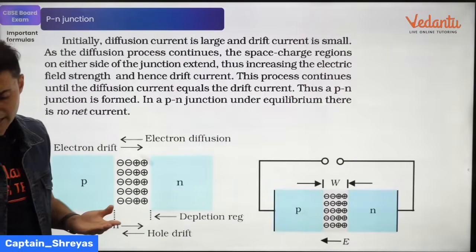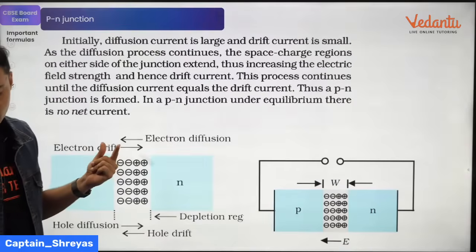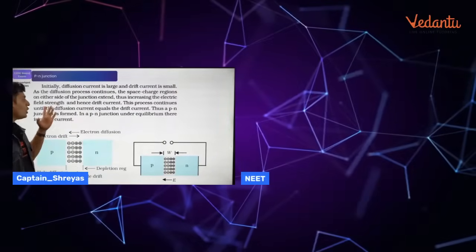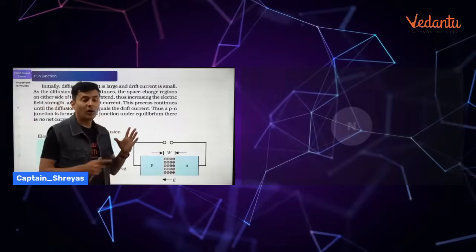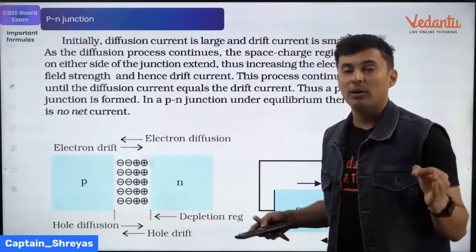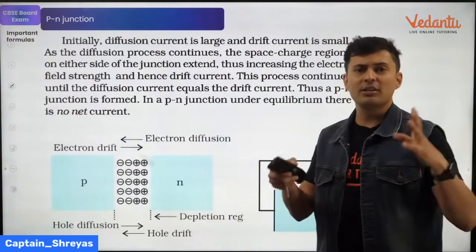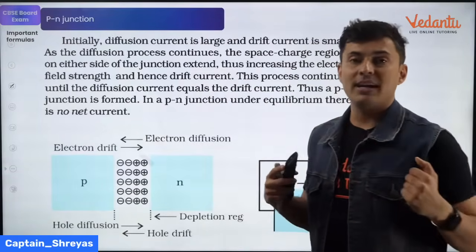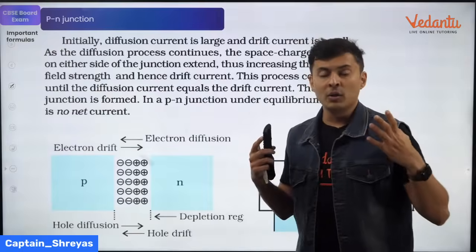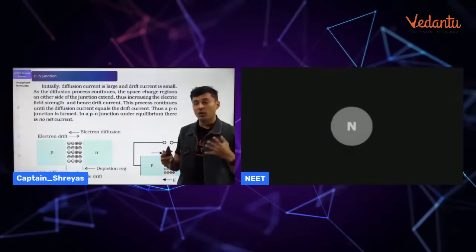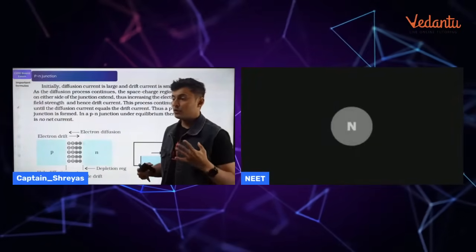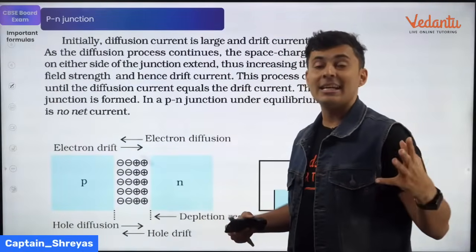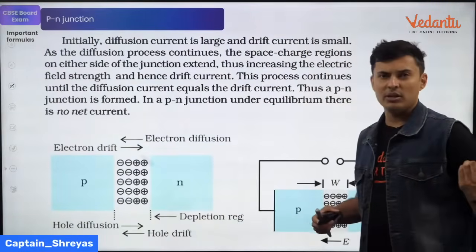Now there are two kinds of biasing, guys. One is forward biasing, one is reverse biasing. You should know all those kinds of biasing. In forward bias, whether diffusion is more or drift is more. So remember, in forward bias, the diffusion current is more than the drift current. Whereas in the reverse bias, you will see the drift current is more than the diffusion current.